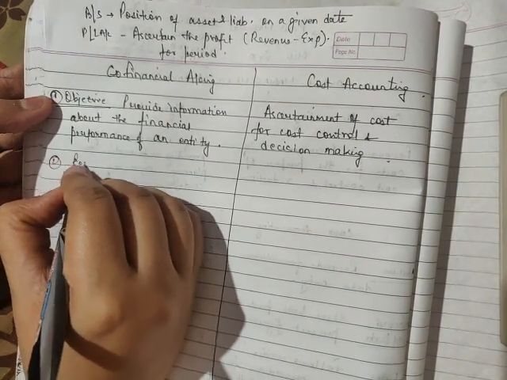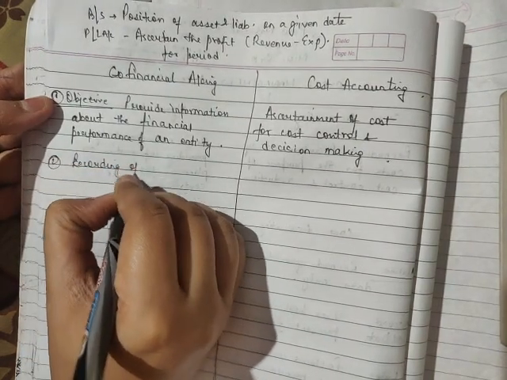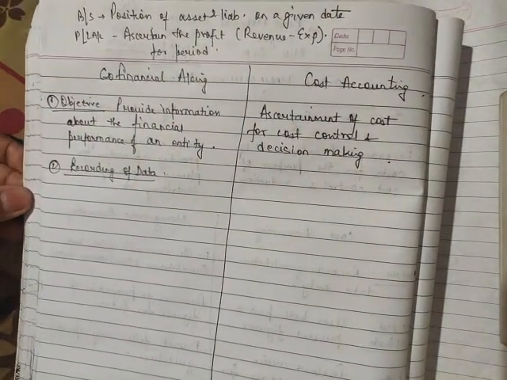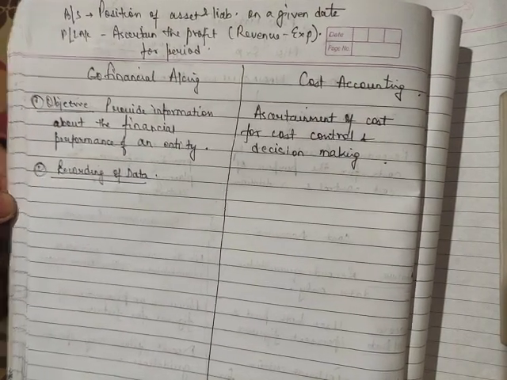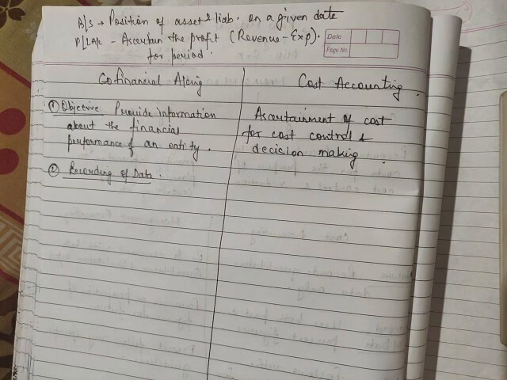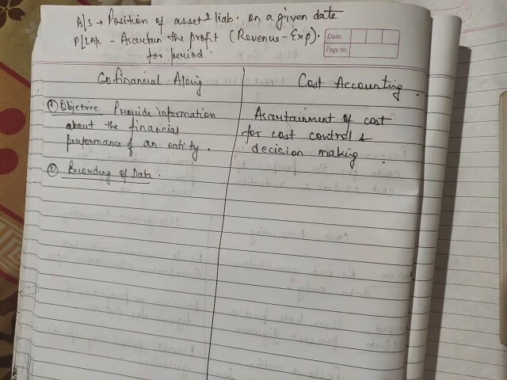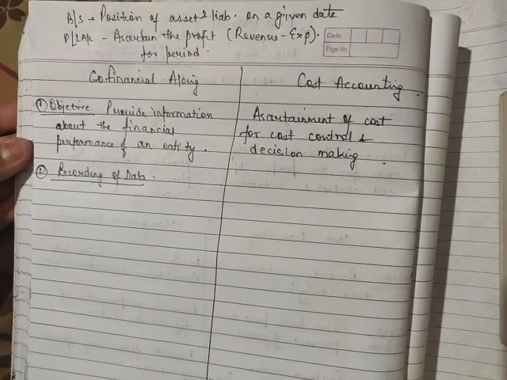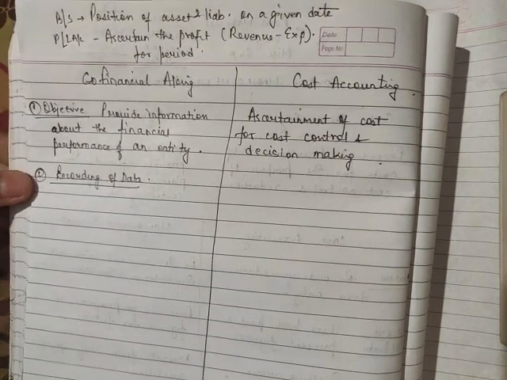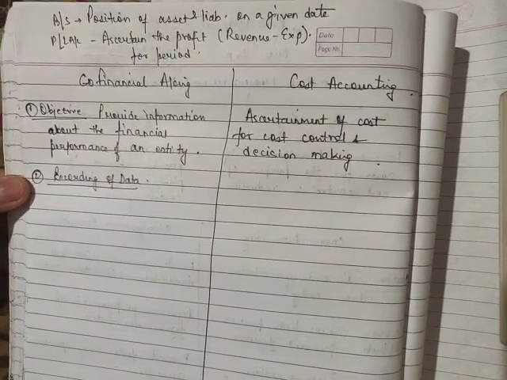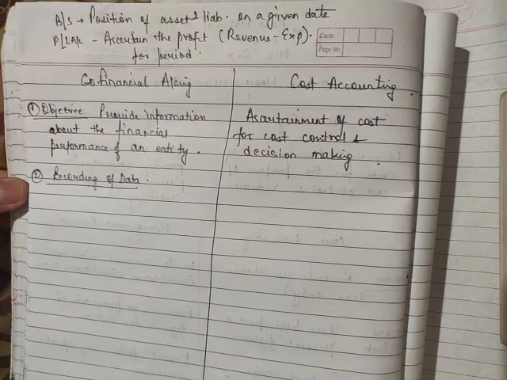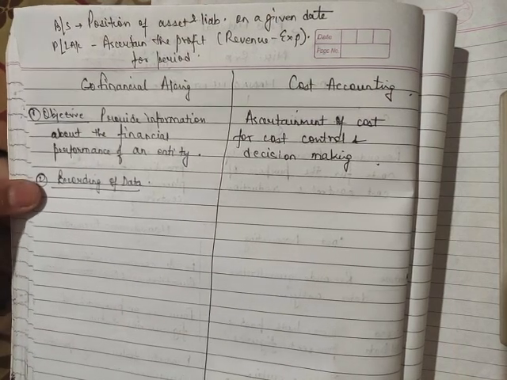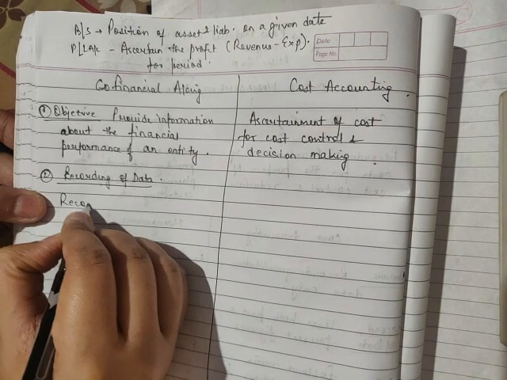Second, recording of data. So, in financial accounting, we prepare the balance sheet and the profit and loss account. Financial accounting begins with bookkeeping, where all the transactions that have occurred are recorded. Say we have paid rent of 10,000, purchased goods of 50,000. These entries will be recorded in the books of account, and the balance sheet and the PL is prepared on the basis of these transactions which have already occurred in the past. So, financial accounting only records historical data.